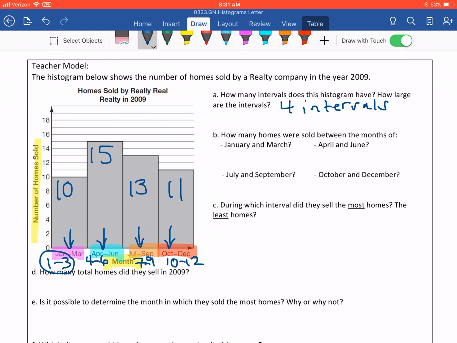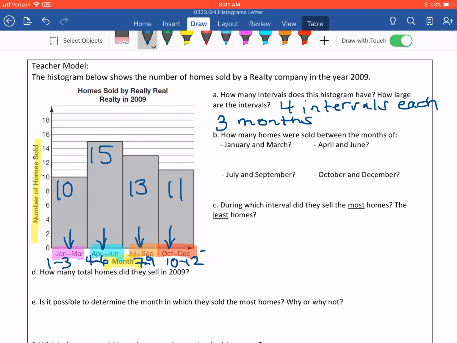So if I look at this group, 1 through 3, that means 3 months. 4 through 6 is also 3 months. 7 through 9 is 3 months. 10 through 12 is 3 months. So each of these little intervals are how many months big? They are each 3 months. So 4 intervals, each of them are 3 months.